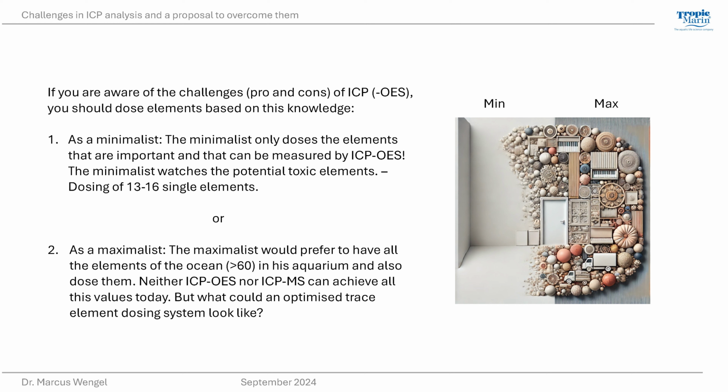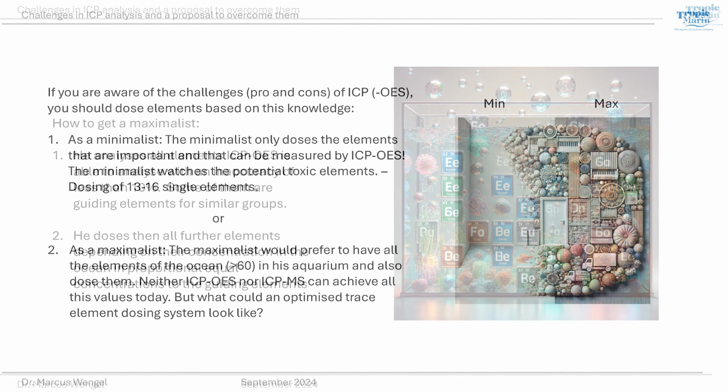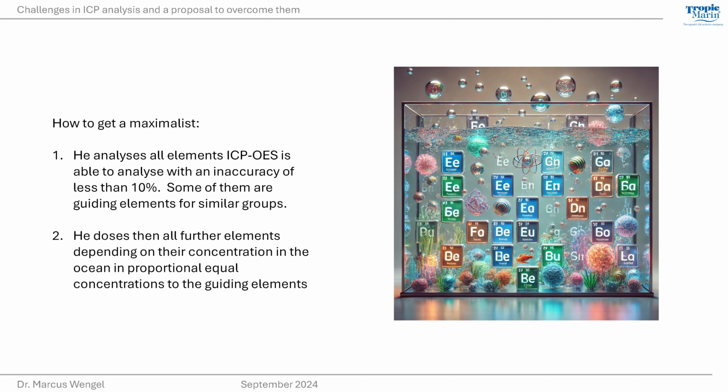Or you would like to be a maximalist. As a maximalist, you would like all more than 60 elements of the ocean in correct values in your tank. Neither ICP-OES nor ICP-MS can achieve all these values today. But maybe we could find an optimized trace element dosing system with the knowledge of science and also the ICP thing.